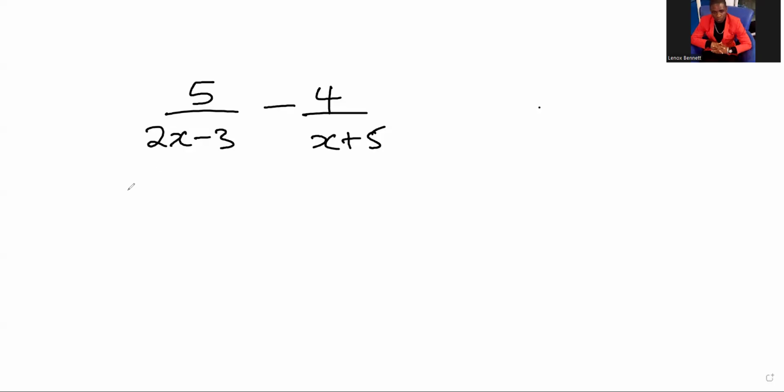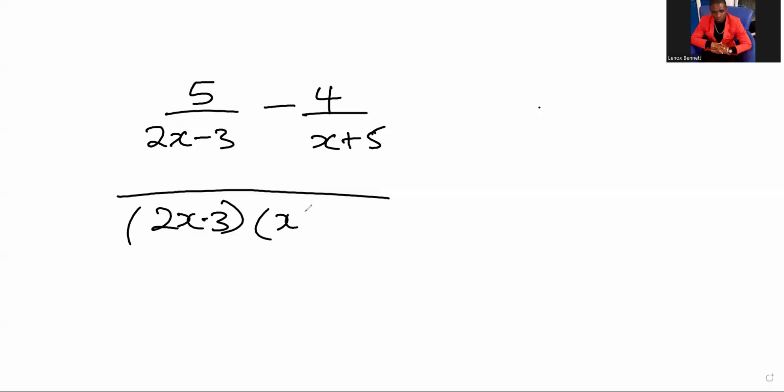Alright, so we'll find our LCM, which is the product of these. So 2x minus 3 times x plus 5. Guys, by right, let me fill in a bracket here, because if it's on a times, we couldn't cancel it out like that, right? Alright, so we're going to divide this into this and leave this. So we're going to have x plus 5.